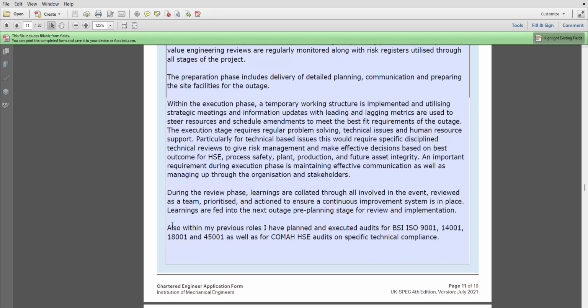The final paragraph talks about audits. So it's important for you to provide examples of where you have either been involved in the preparation of audits or if you've been audited yourself.